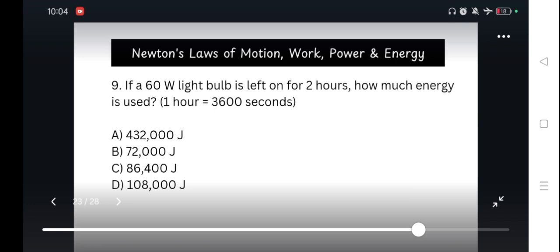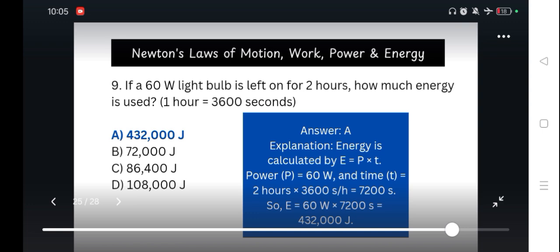Number 9. If a 60 watts light bulb is left for 2 hours, how much energy is used? And we are given the conversion as 1 hour is equal to 3,600 seconds. Okay, so energy, just like work, we can express work in terms of joule, same with energy. So our answer here is A, 432,000 joule. How did we come up with this answer?